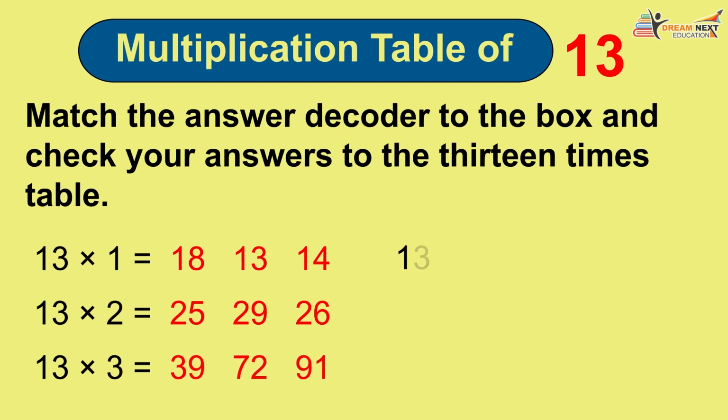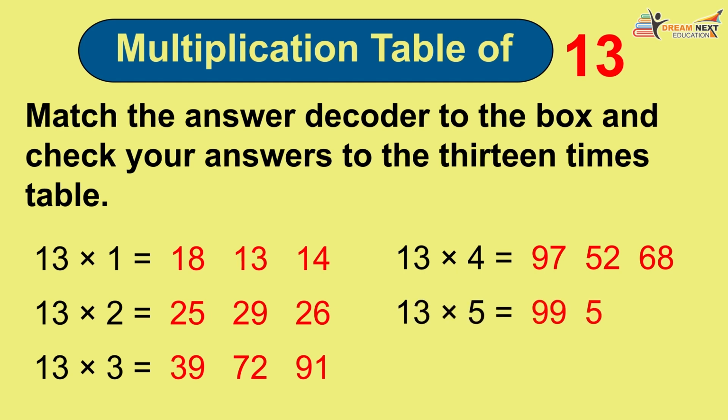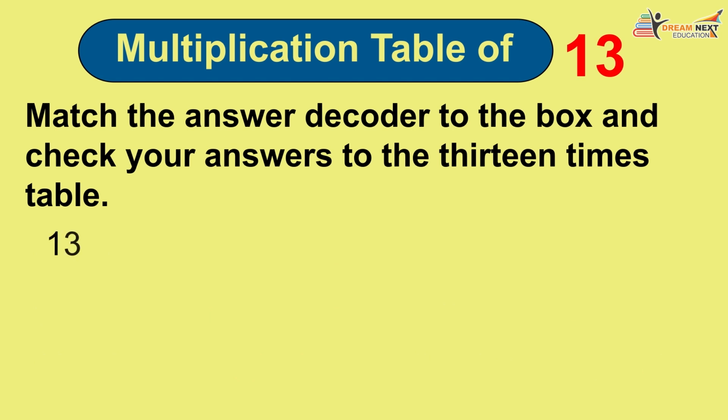13 into 3 is equal to 39, 72, 91. 39. 13 into 4 is equal to 97, 52, 68. 52. 13 into 5 is equal to 99, 52, 65. 65. 13 into 6 is equal to 78, 18, 79.